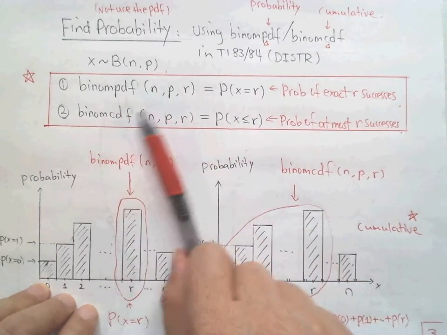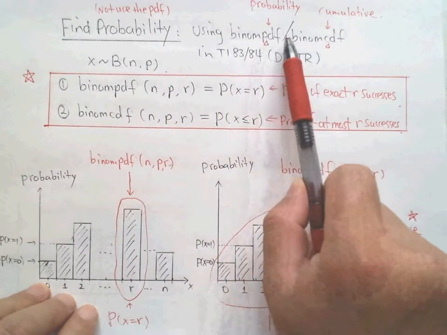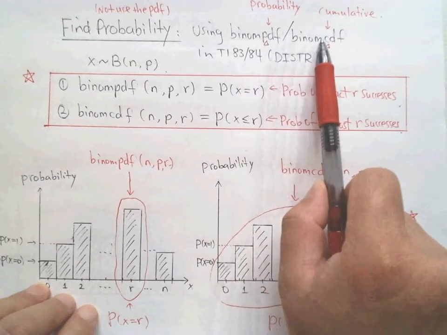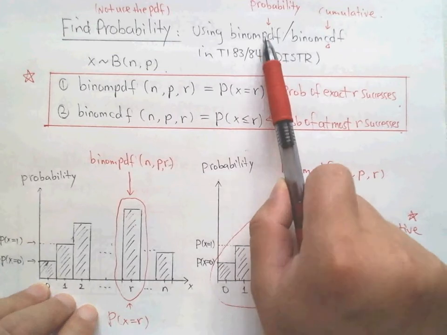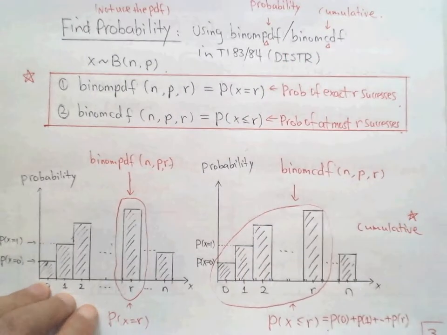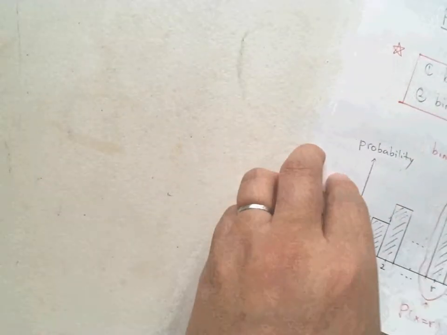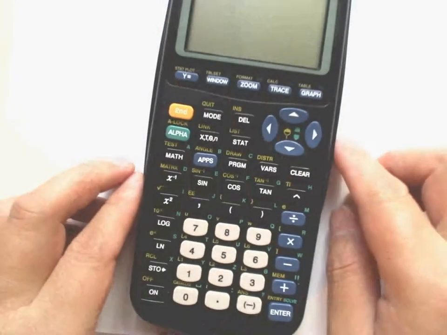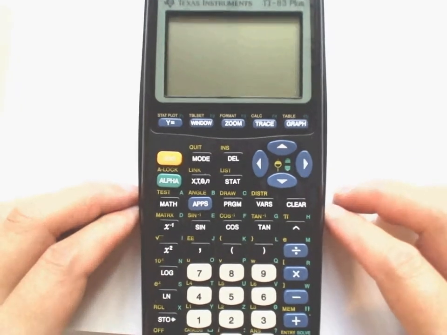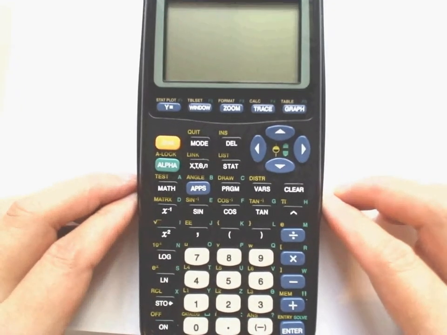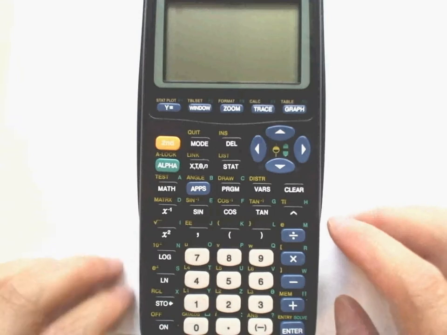Okay, so before we go into the definition, I will show you where is the location, because later I have to use these two functions, okay? All the probability we can find by these two functions. Let me show you where is the binomial PDF and where is the binomial CDF. And if you have a calculator, you can take your calculator, go with me. Mine is 83, okay? 84 is no difference, okay? Can we see? Okay, now I turn on my calculator.